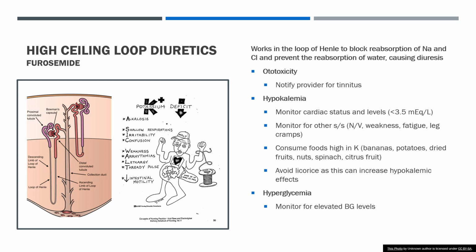I've given you a little mnemonic here for potassium deficit, which is hypokalemia. So it talks about weakness, arrhythmias, lethargy, thready pulse. You remember potassium is one of the major ones for your cardiac contraction. So monitor your cardiac status, making sure your potassium level is in normal ranges. Hypokalemia is seen as less than 3.5. It should be 3.5 to about 5, and this will change slightly based on hospital facilities, but 3.5 is pretty standard for the low end.